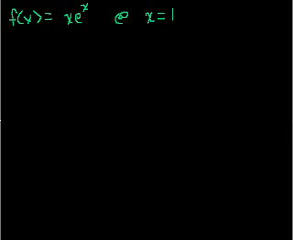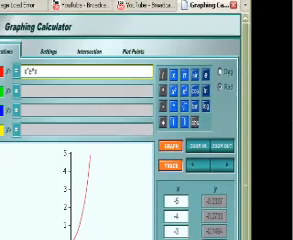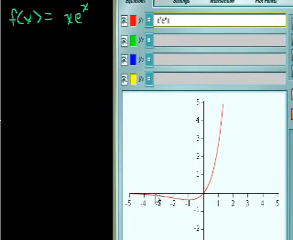So let's just get an intuition of what we're even looking for. This function is going to look something like, I actually graphed it because it's not a trivial function to graph. So this is x e to the x. This is what it looks like. Just use the graphing calculator, and you can see I just typed it in.